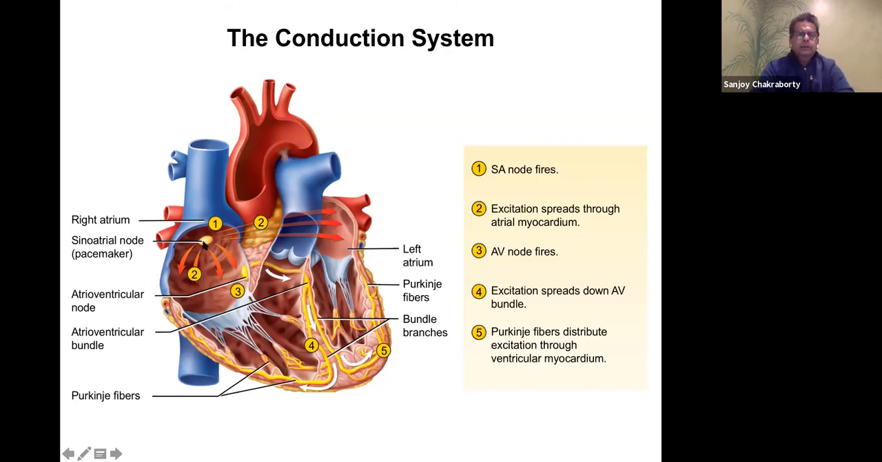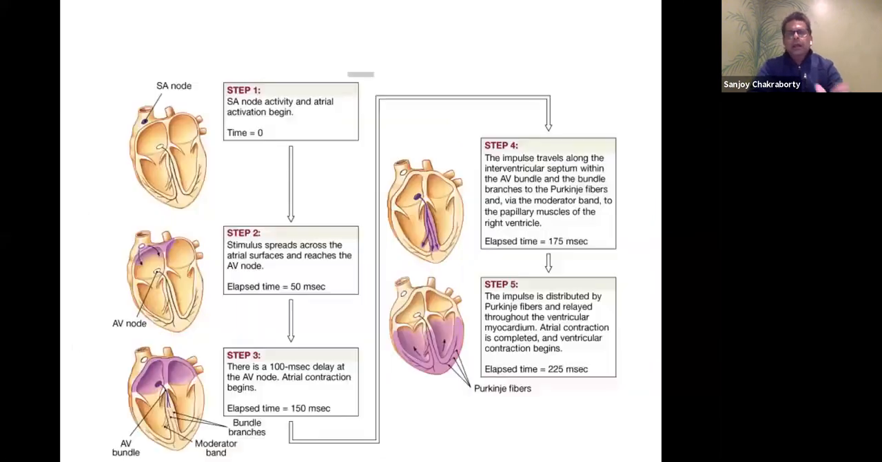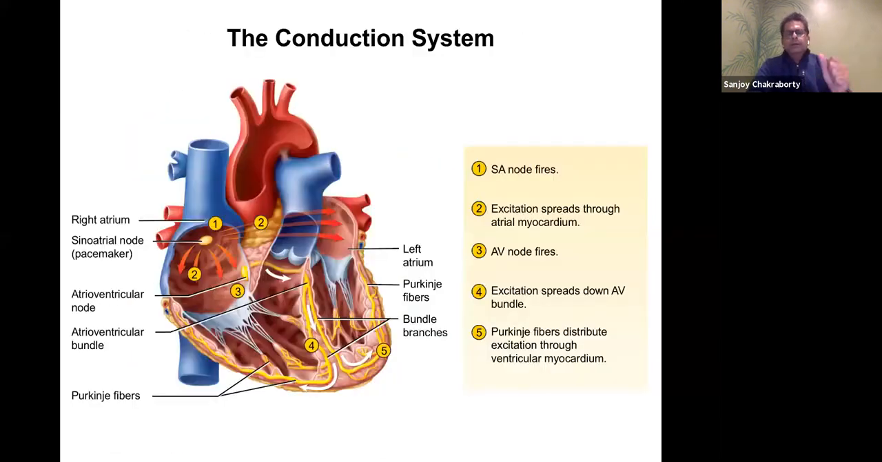The SA node produces the maximum number of signals per minute compared to the AV node and compared to Purkinje fibers. That is why the SA node sets up the rhythm of the heart, and it is known as the pacemaker cell. They set up the pace of the heart, like how hard it will beat every minute. We know that on average the heart beats approximately 70, 75 times per minute. So that many signals the SA node is creating per minute. So the SA node is commonly known as the pacemaker cell for the heart.